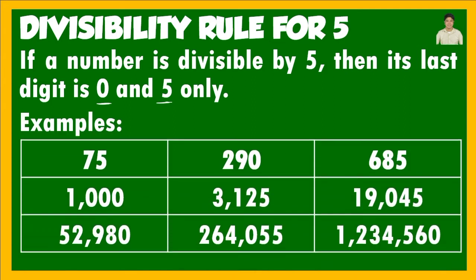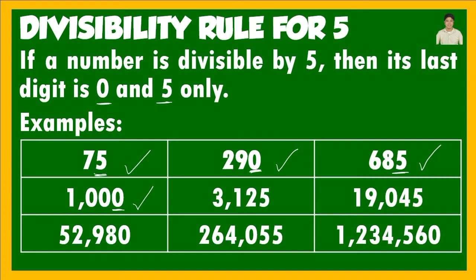Examples. O ayan. Tandaan, chine-check natin dito yung last digit. So ayan, 75 nag-e-end sa 5. 290 nag-e-end sa 0. 685 nag-e-end sa 5. So ayan, basta last digit lang ang titignan natin, hindi natin kailangan i-divide yan. Next, 1,000 nag-e-end sa 0.